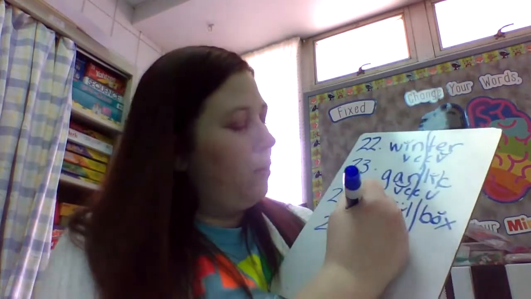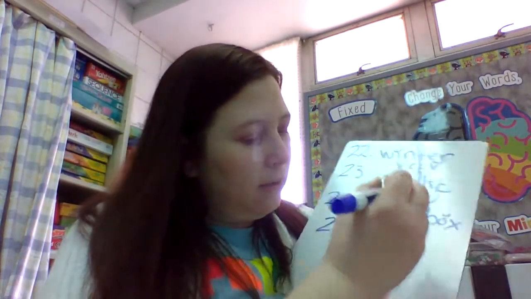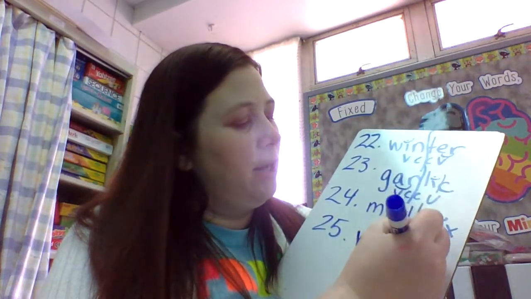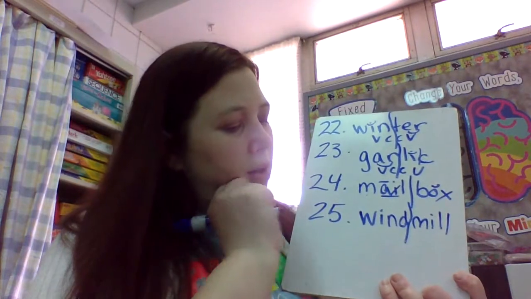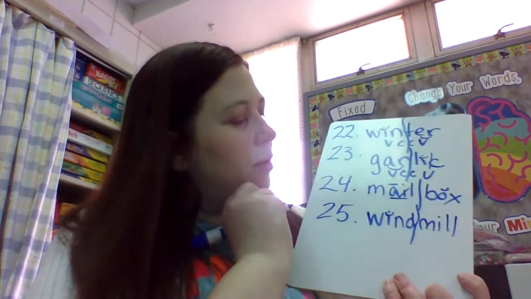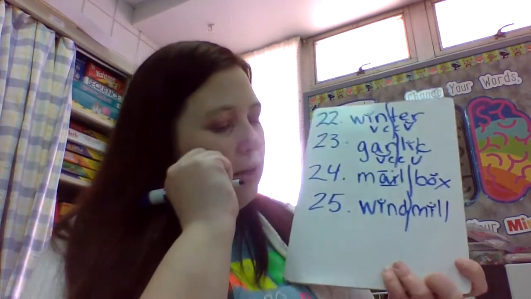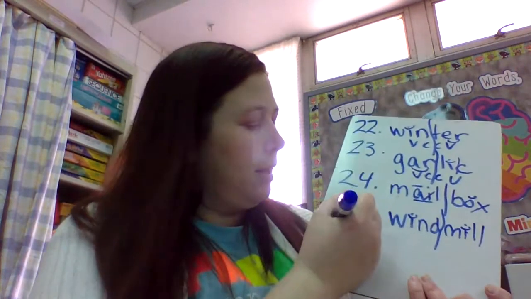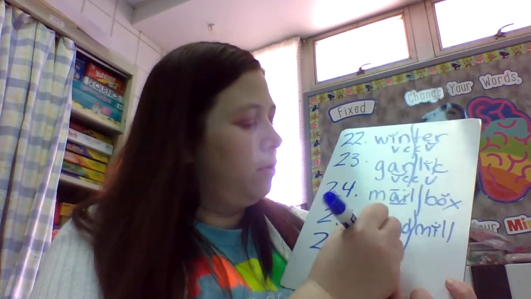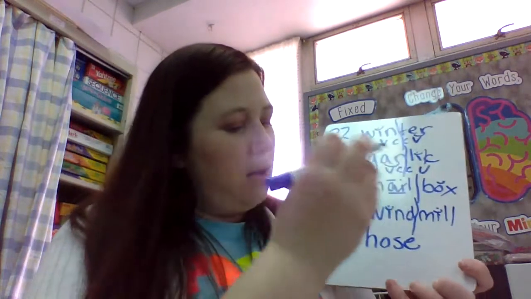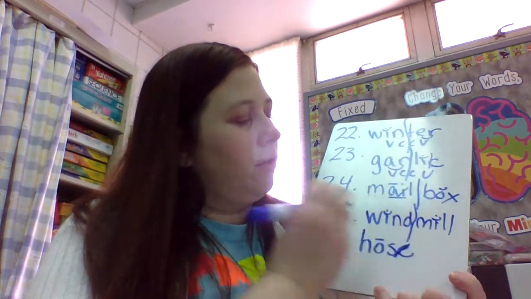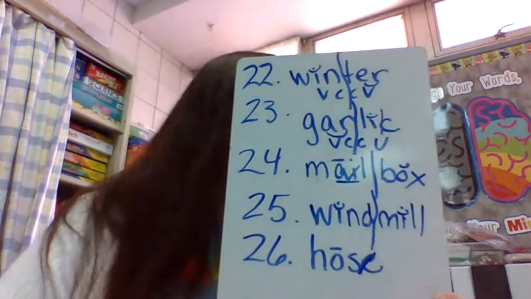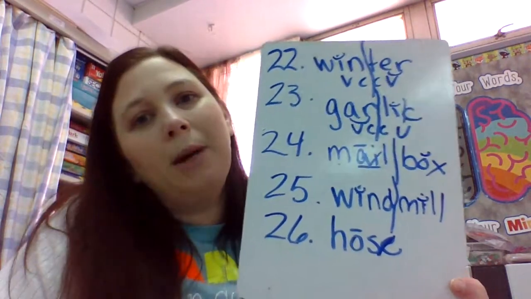Number 25, windmill. Again, this is a compound word. We have wind and mill. We'll draw a line between wind and mill. Our I is vowel consonant, gets a brev. Our I again is vowel consonant, and it gets a brev. And last we have hose. Here our sneaky E makes the O say its name, and we cross off the E. And we're done. You're going to draw a line to the picture that matches, and then we'll be done.